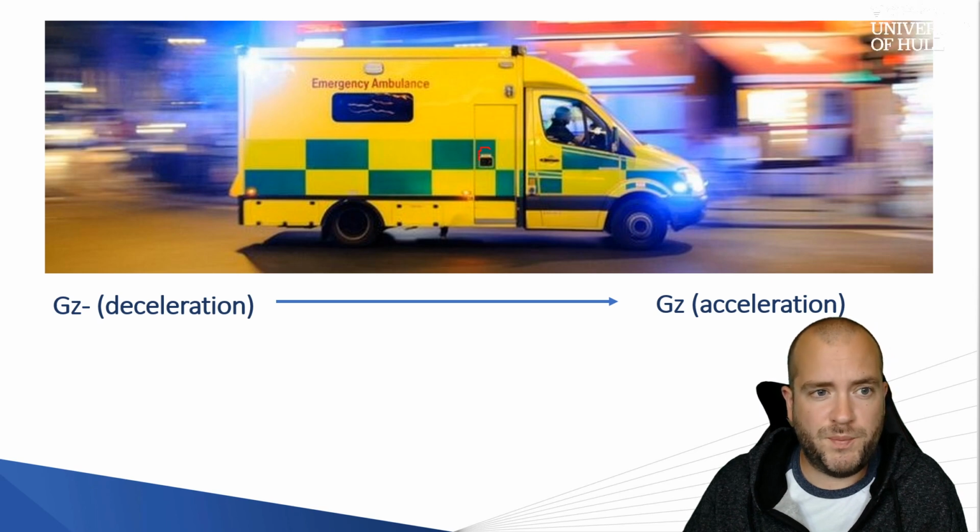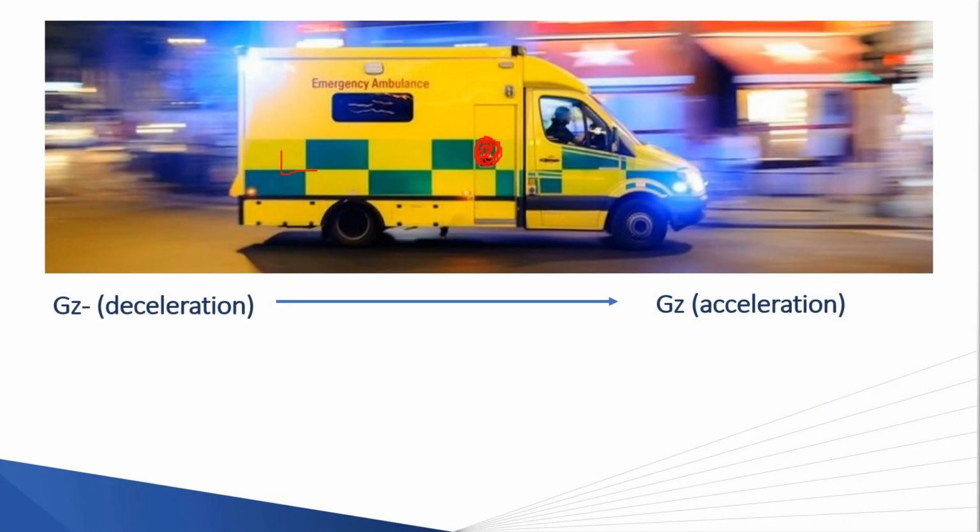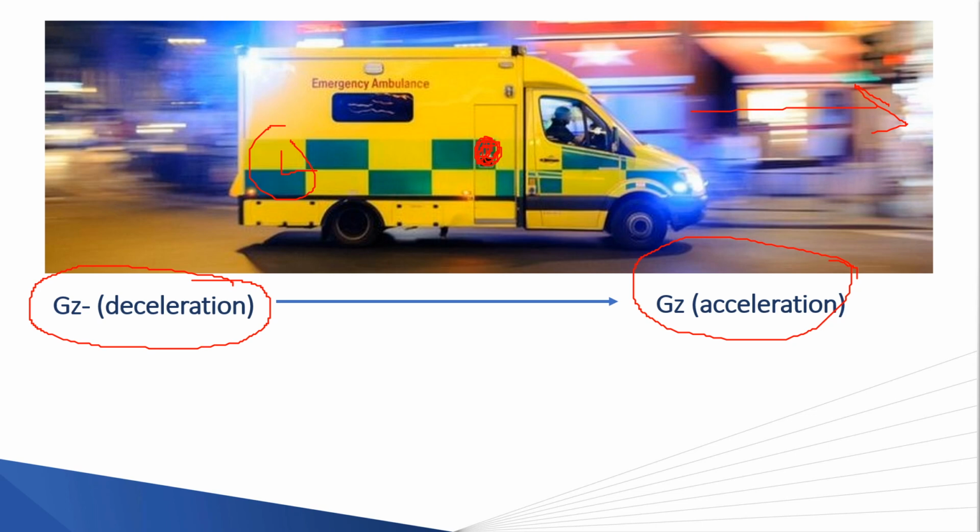Generally, the head of your patient would be here in the ambulance, with their feet somewhere around there if they're laid supine. When we're accelerating along the GZ axis, moving this way, the predominant force that's going to be felt is in the patient's feet. When we're decelerating, i.e. if you're braking, the predominant force is here and is going to affect the patient's head. And this can have some profound effects.